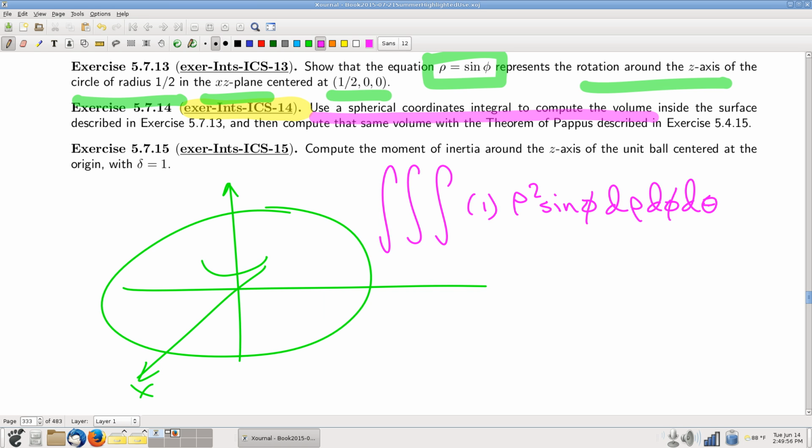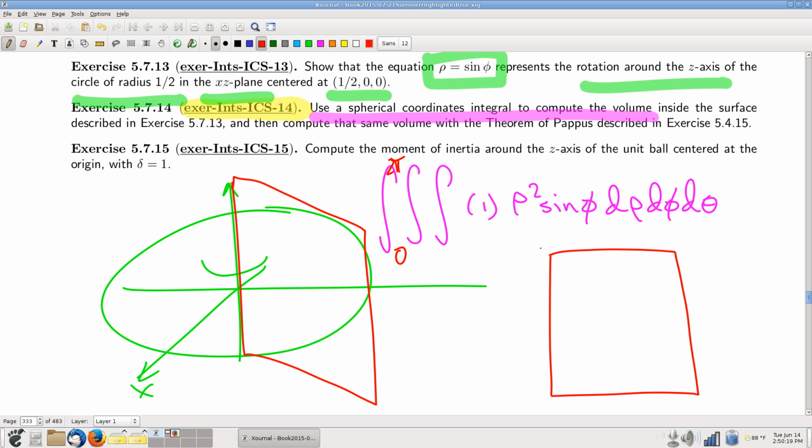Now I just have to worry about bounds. Good news, we already know that this is a rotation all the way around the z-axis, so that means theta goes from 0 to 2 pi. Okay. Let's see, phi. All right, let's focus our attention on a particular value of theta. Well, for a particular value of theta, and I'll draw it over here.